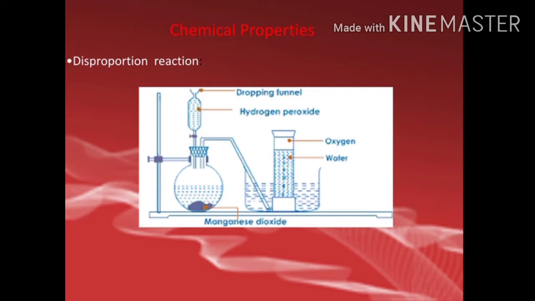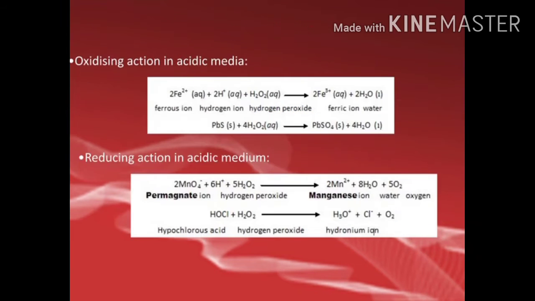Next topic, chemical properties. First reaction, hydrogen peroxide is a highly unstable compound. Its aqueous solution spontaneously produces oxygen and water. This is also called a disproportionation reaction. Next chemical property is that hydrogen peroxide acts as an oxidizing agent as well as a very good reducing agent in both acidic and alkaline medium.